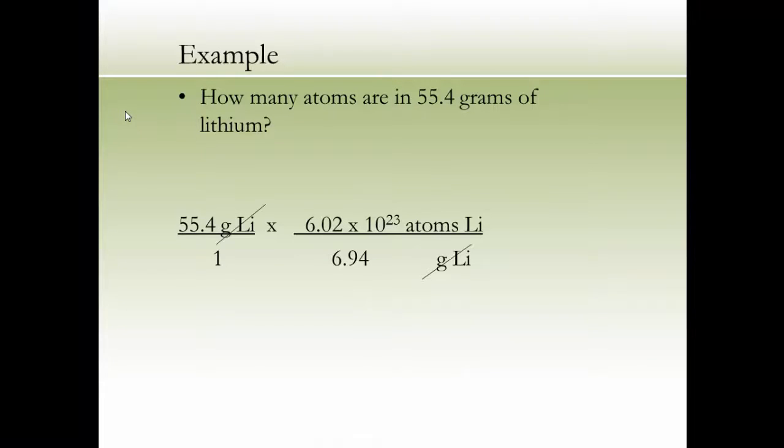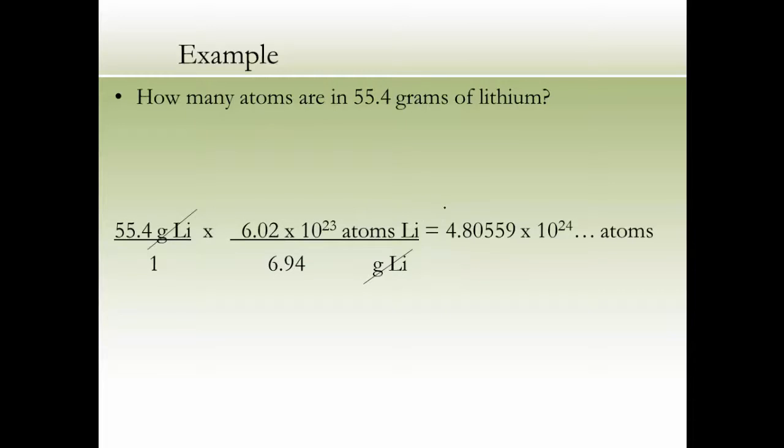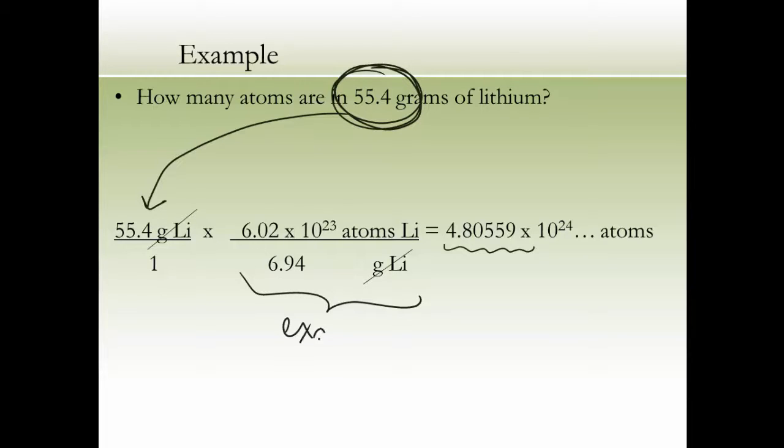So next you cross out your units. The unit left over is atoms of lithium, so that's the unit of our answer. And we have this big long number, 4.80559, keeps going, times 10 to the 24th atoms. Hopefully by now you know that you can't give a big long answer like that, so we need to round to the right number of sig figs. However many sig figs there were in your measurement is what determines your answer, because these numbers over here are not measurements. They are considered to be exact, so the only measurement is this one right here.